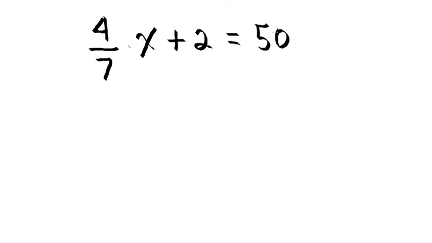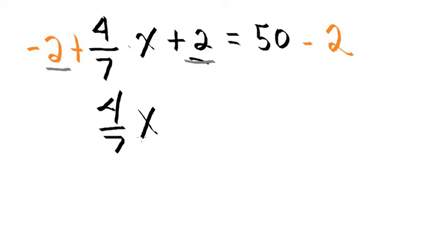All right. First thing, let's get rid of this constant term, which is a 2. And in order to do that, we're going to subtract 2 from both sides. Okay, so we have a negative 2 and positive 2, and that's going to make it 0. So that's what we're wanting to do. So we're left with 4/7 x is equal to, this is going to be 48 over here on the right hand side.